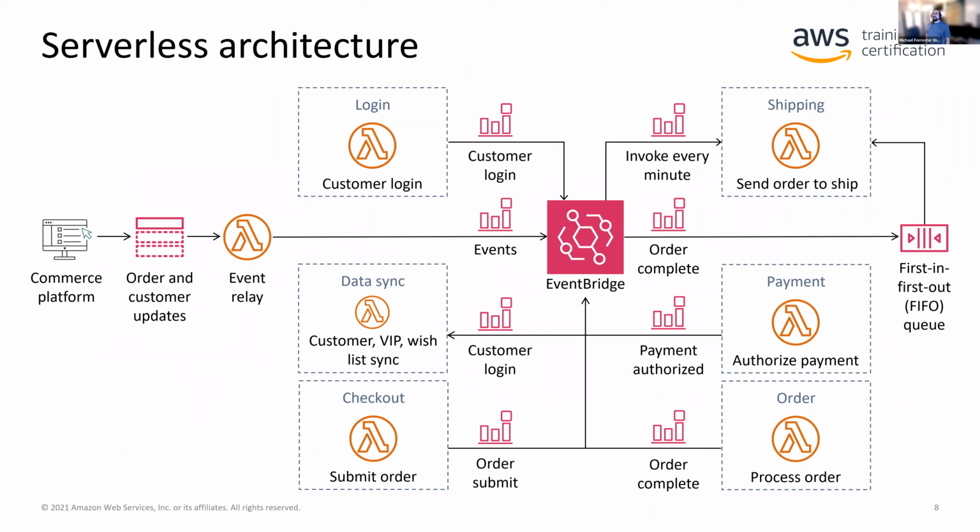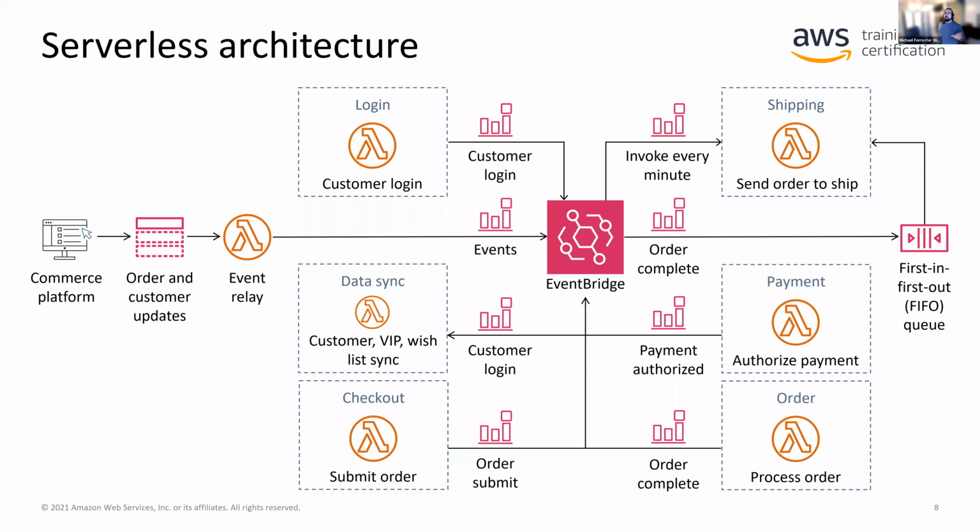So here's a serverless architecture. If you go to the far left, there's a commerce platform, which has order and customer updates, which is an updated table, which in turn triggers some kind of Lambda function that triggers into EventBridge. That might, for example, relay a customer login. It might submit an order. It might do an order completion. There's this whole workflow that gets orchestrated.